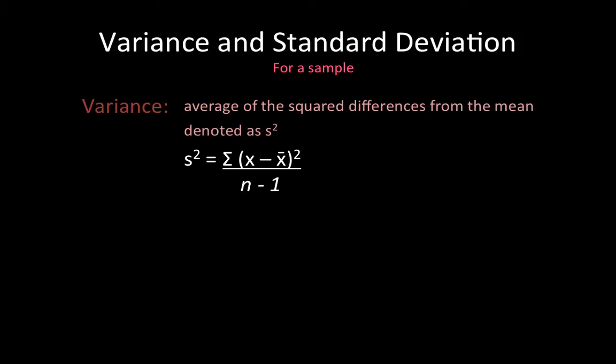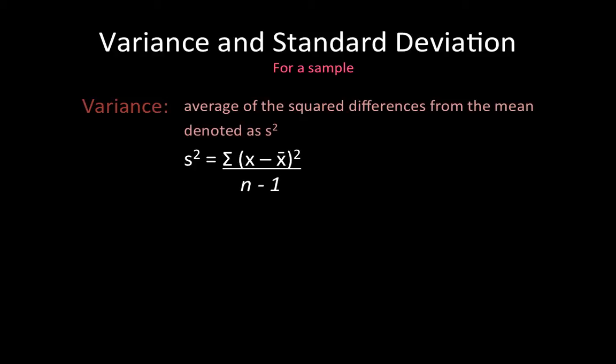Finding the variance for a sample mean, a sample being part of a population, is really similar to finding the variance for the population mean, but of course there are a few slight differences. The first being that the variance is now denoted by s squared instead of sigma squared. S stands for sample. Another difference in the equation is that instead of mu, we have x bar, which is the symbol for a sample mean, as you've already learned.